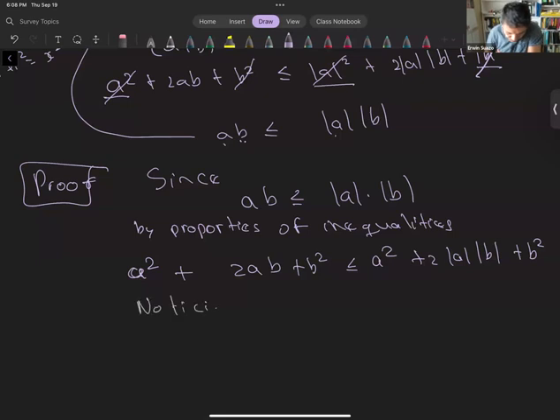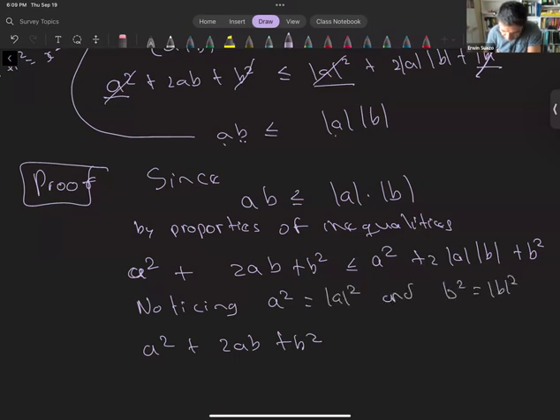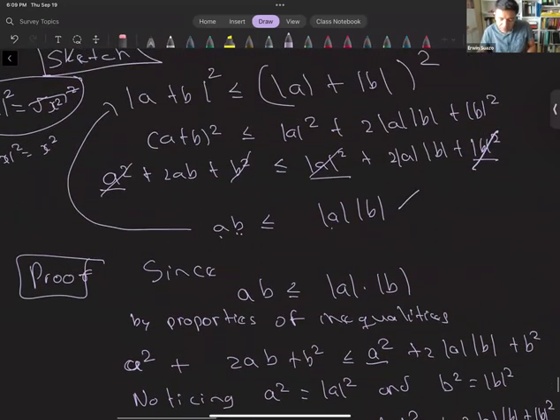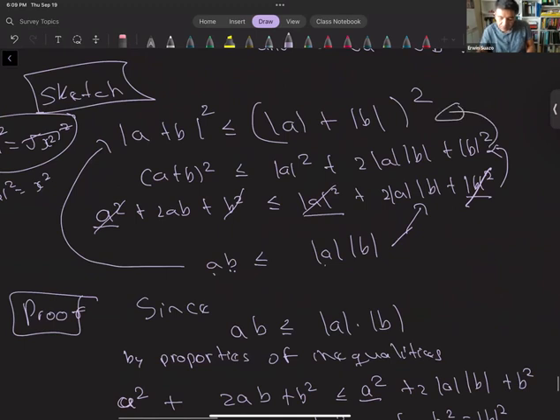But noticing that this guy, A squared plus 2AB plus B squared, and noticing that absolute value of A squared equals A squared and absolute value of B squared equals B squared, I can just replace this for what I want, the absolute value. Okay. So I did this part, and now I do this part over here.